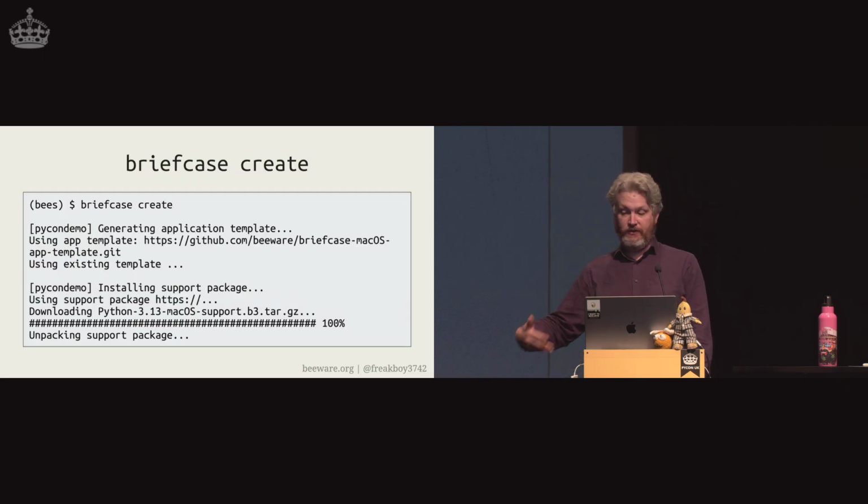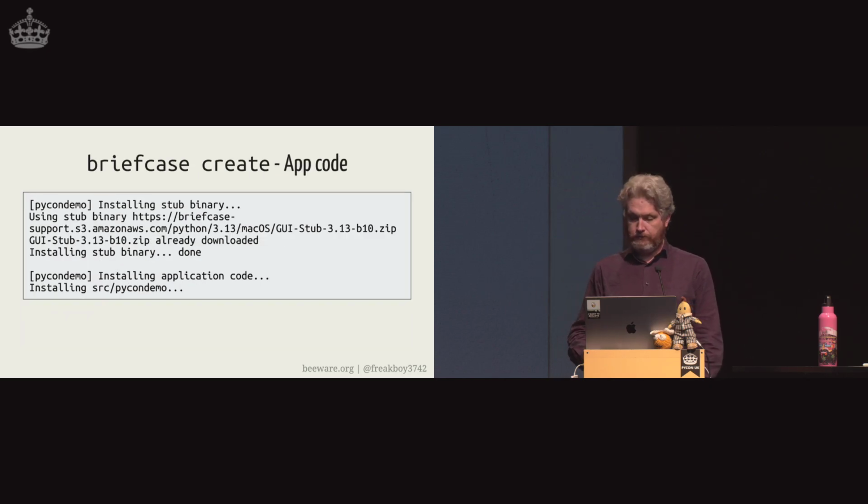To do this, you run Briefcase create. This does a bunch of things. First, it will look at the platform you're currently on, get an application template for that platform. So if I'm running on macOS, it'll use a macOS app template. Secondly, it obtains a support package. A support package is a version of Python that can be embedded into your app. Whatever your platform, Briefcase will download a support package, unpack it into the application template that was just created.